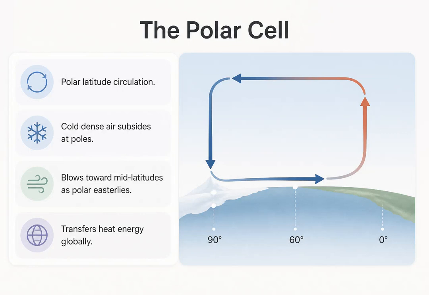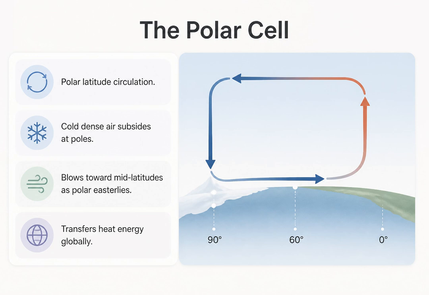Finally, at the highest latitudes, we have the polar cell. Over the freezing poles, cold, incredibly dense air subsides to the surface. It then blows outward toward the relatively warmer middle latitudes. Because of the Coriolis deflection, these surface winds blow from the east and are called the polar easterlies.